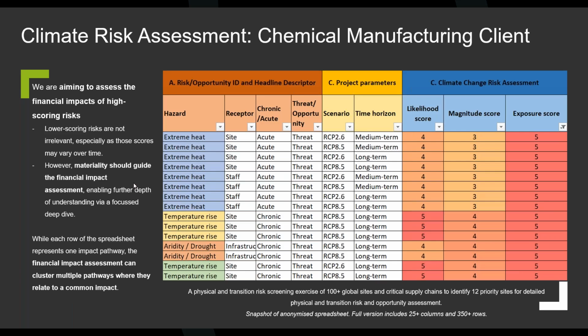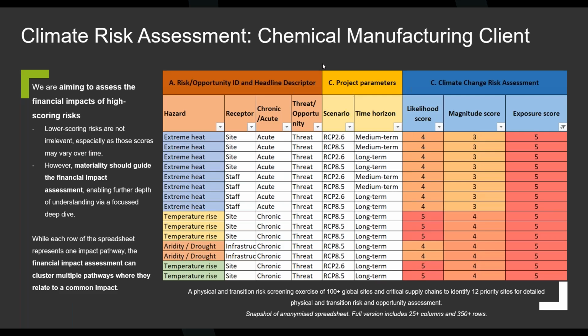So what we're trying to do, for example, with this client in the chemicals sector, we looked at the risk register, which had about 350, a bit more rows, whereas we're just taking a snapshot of some of the highest scoring. In total, we looked at somewhere between 35 and 40 rows as the highest scoring that required deeper attention. But what I want to say on that is that you can't effectively communicate the financial impacts across 40 rows to the board, for instance.